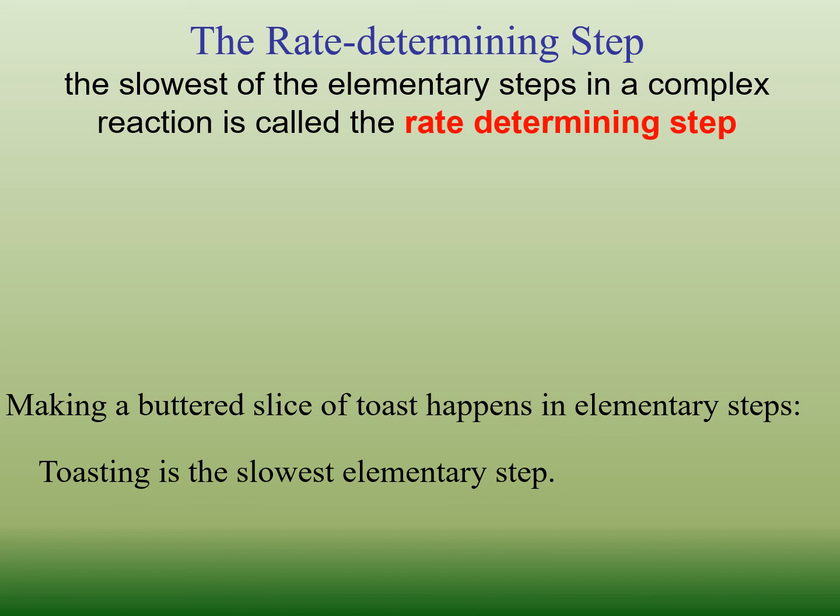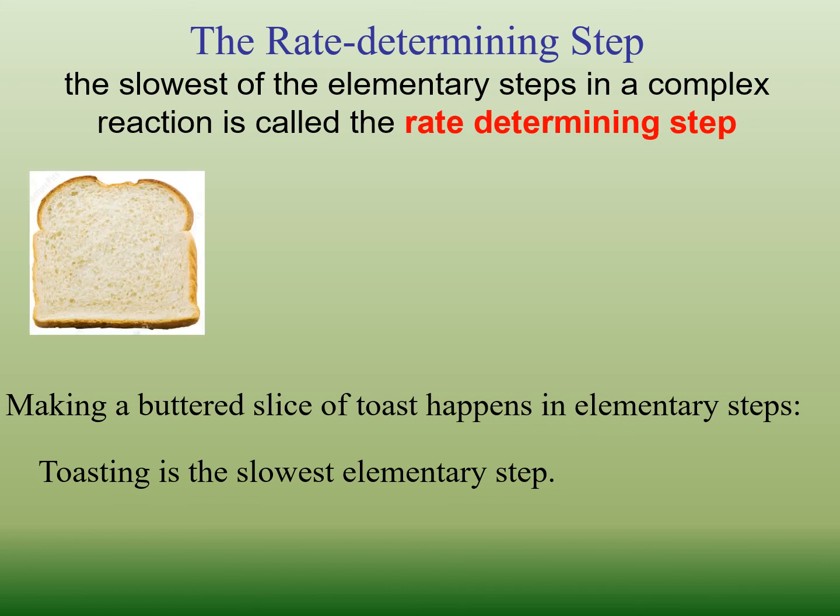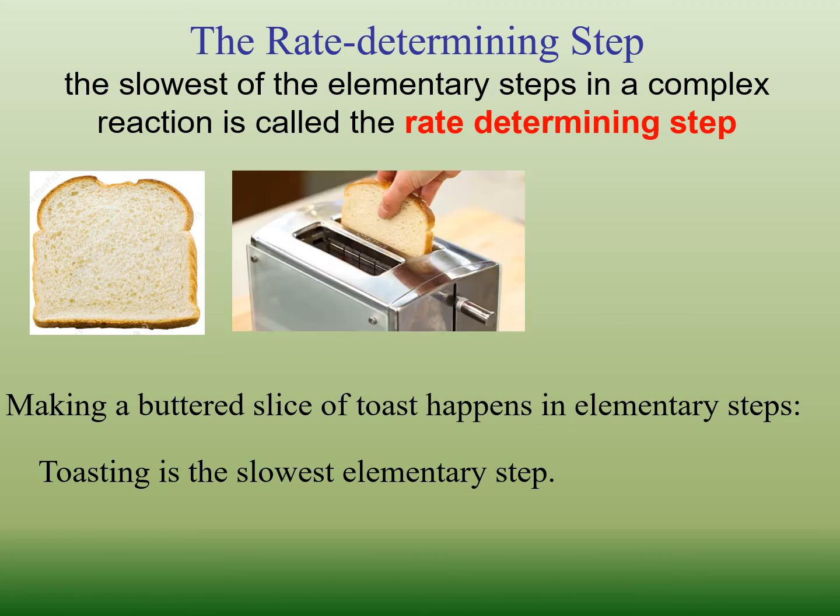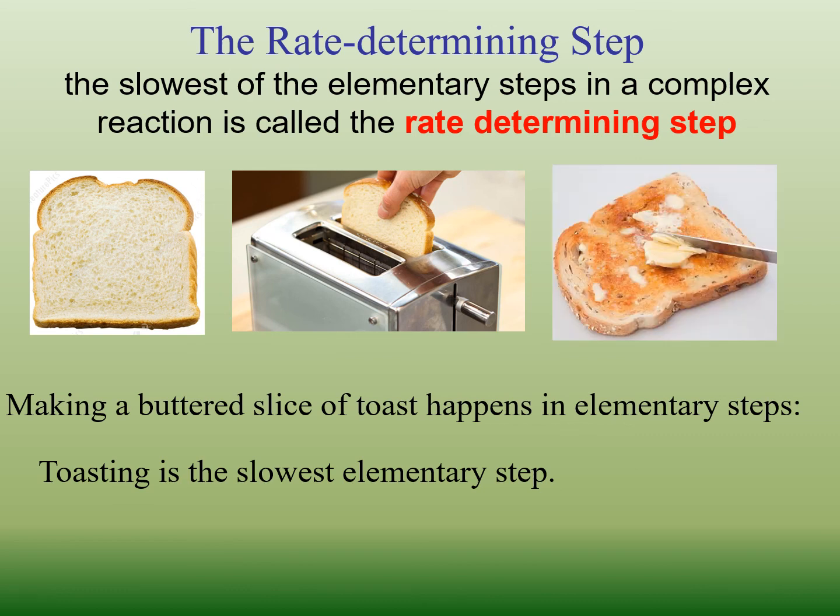However, there is only one slowest step, the rate determining step in the reaction. The rate determining step controls the overall rate of reaction, as the overall rate cannot proceed any faster than this rate limiting step. Consider the reaction of bread to buttered toast. There are 2 steps. The step 1 is bread to toast, and step 2 is toast to buttered toast. The bread to toast is the rate determining step. It takes 2 minutes. The toast to the buttered toast is quick. It takes a matter of seconds.